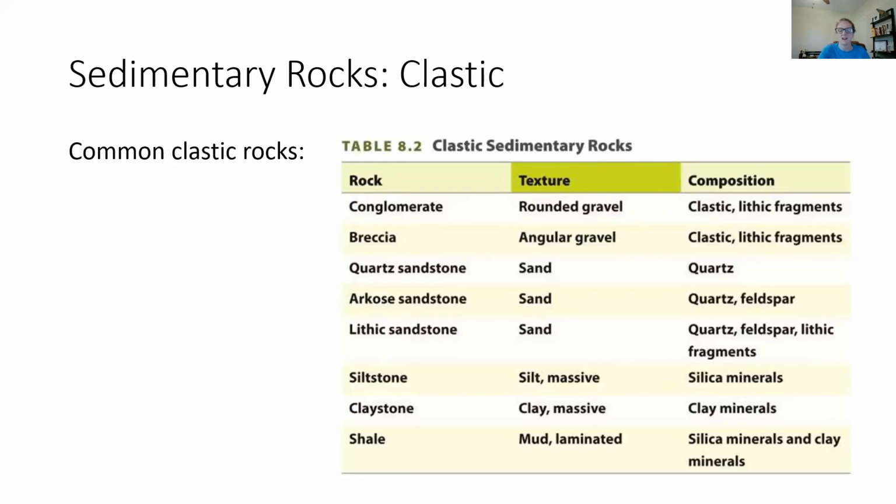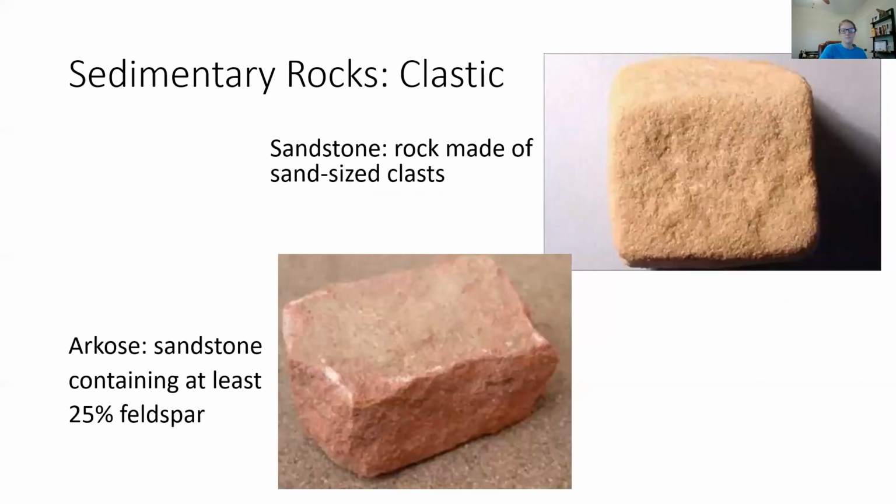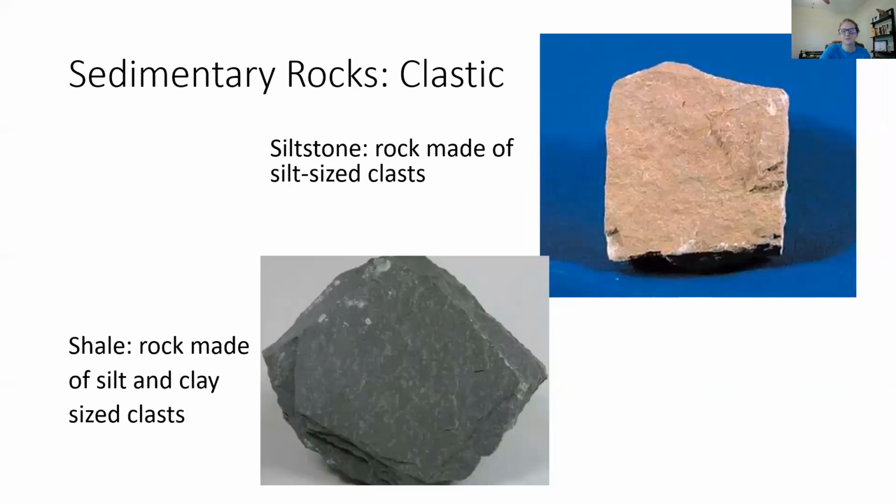So some common clastic rocks. If you're in lab, you're going to see a lot of these. We'll go through them. Conglomerate, right? It's a whole bunch of pebbles all cemented together. Breccia is the same thing, but those pebbles are really angular and jagged. You can have sandstone, where very well sorted sand is cemented together. You can have an arkose sandstone. These are pink in color because they contain a lot of feldspar, which can be a pink mineral.